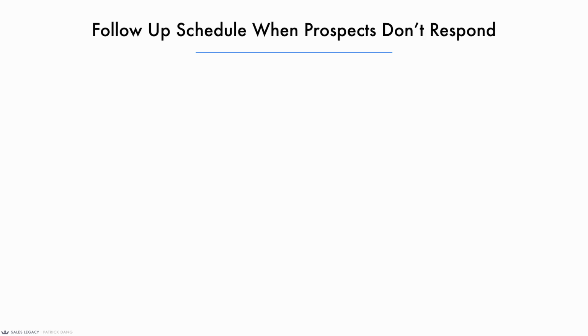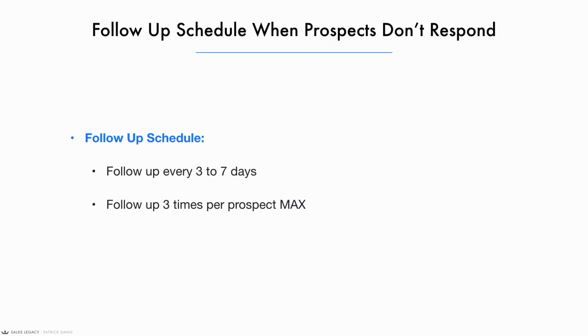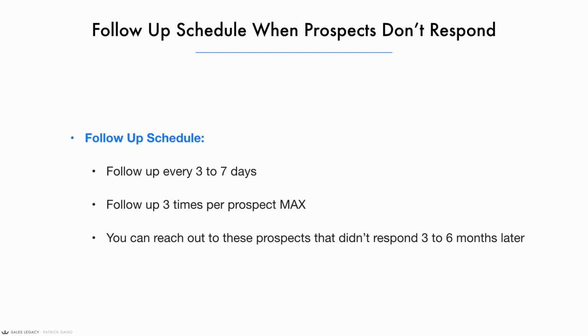So what you want to do is you want to follow up with the prospect. So the follow-up schedule, like we talked about, is you want to follow up every 3 to 7 days, follow up 3 times per prospect max. And if the people don't respond after 3 follow-ups, then you can email them again 3 to 6 months later with a different pitch, hoping that they actually respond to it next time.